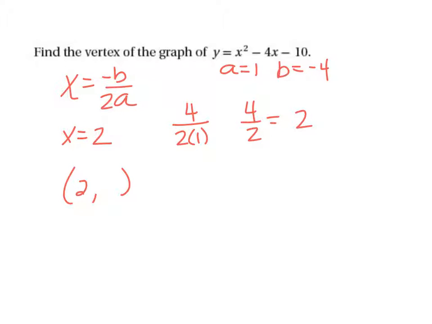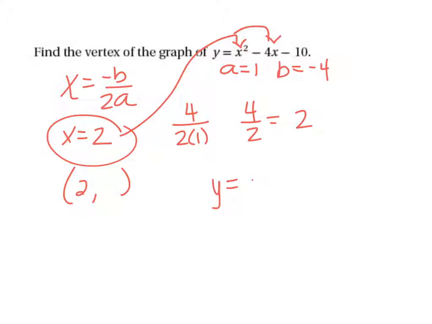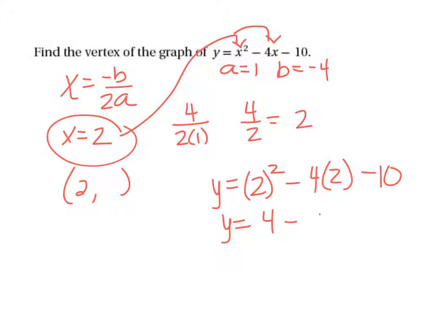In order to find that y, I take my x equals 2, and I plug it back into the x spots of the equation. So I get y equals 2 squared minus 4 times 2 minus 10. We replace variables with parentheses, remember. So 2 squared is 4 minus 8 minus 10. 4 minus 8 is -4, minus 10 is -14. So my vertex is 2 comma -14.